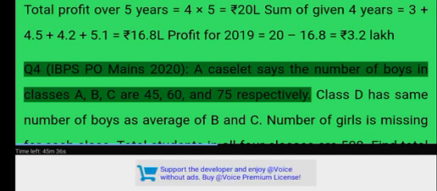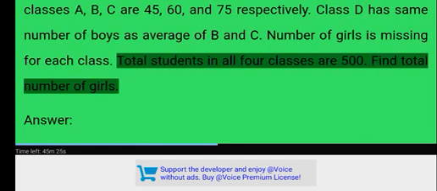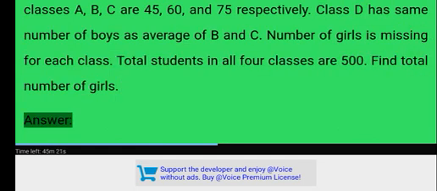Q4, IBPS PO Mains 2020. A caselet says the number of boys in classes A, B, C are 45, 60, and 75 respectively. Class D has the same number of boys as the average of B and C. The number of girls is missing for each class. Total students in all 4 classes are 500. Find the total number of girls. Answer.